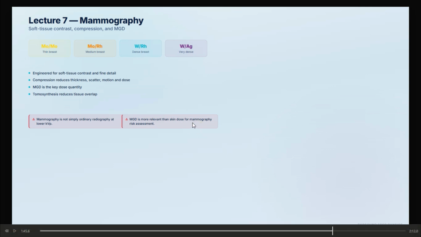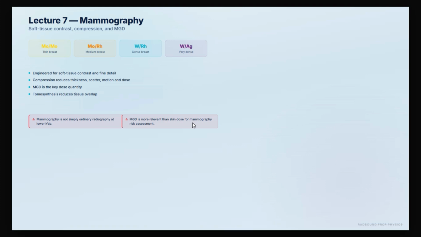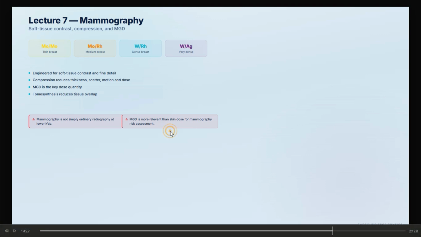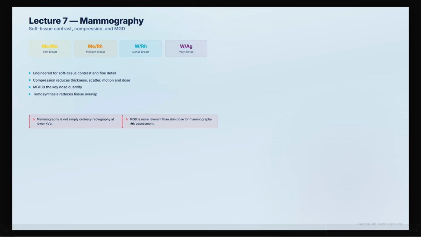So importantly, the most important thing to remember regarding mammography is that it uses low energy, low kVp, mostly between 25 to 35. For smaller and thinner breasts, we prefer using 25 kVp, whereas for larger and denser breasts, we prefer using higher ones, the upper limit around 35 kVp. Another very critical thing is MGD, mean glandular dose, which is more relevant to the glandular tissue than the skin. So the MGD is more relevant than the skin dose for mammography when it comes to risk assessment.